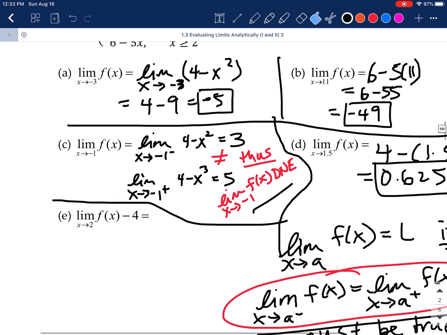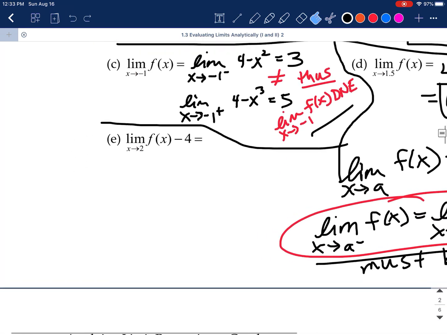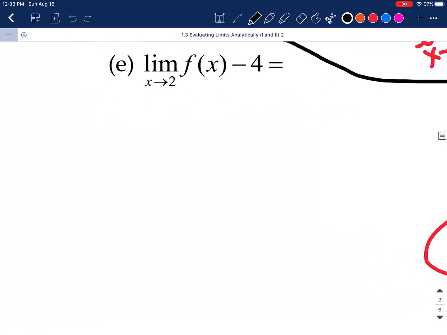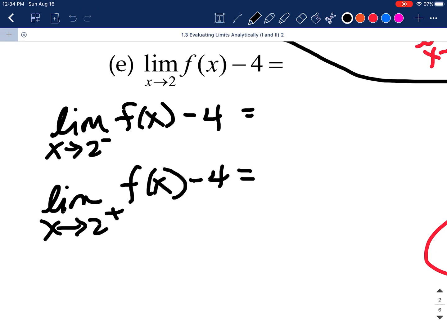For E, let's see, the limit as x approaches 2. Okay, so again, we've got a boundary point here between the cubic and the linear part of our piecewise function. So we'll do the same thing. So let's zoom in a little bit here. We need to show that the limit as x approaches 2 from the left of f of x minus 4 in this case is equal to the limit as x approaches 2 from the right of f of x minus 4. And I'll just put thus down here for whatever our conclusion is going to be.